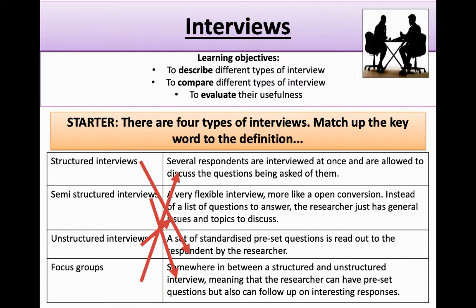This is when it's like a group interview. So several respondents are interviewed at once and they're allowed to discuss the questions being asked of them. So hopefully you would have had a chance to correct your work. If you haven't done so, please pause me and just do that.